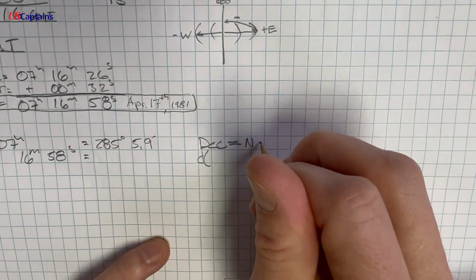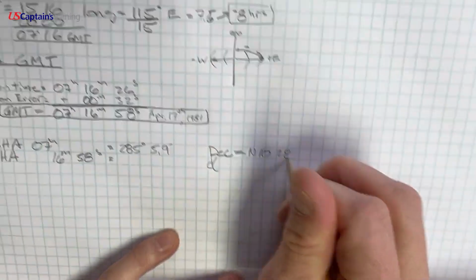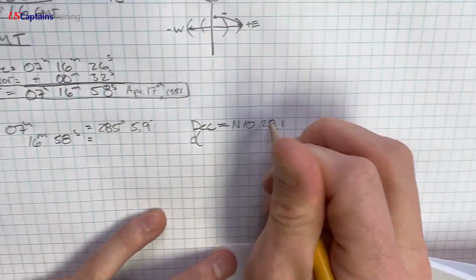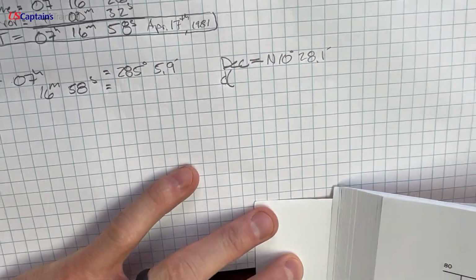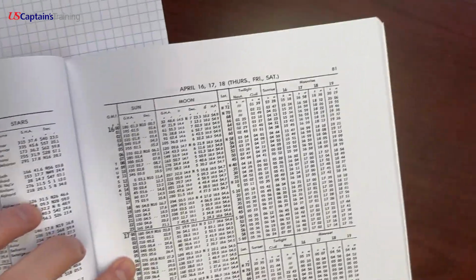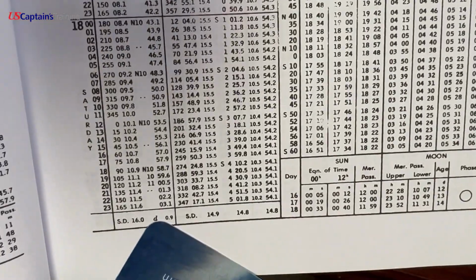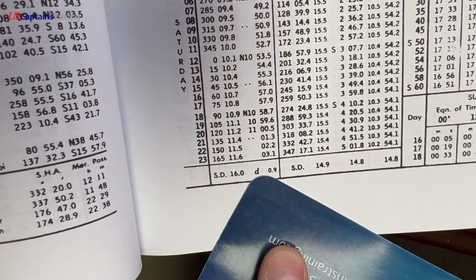North 10 degrees 28.1 minutes. Now let's get our D correction. Our D correction down here is 0.9. You can see it right there. We need to know whether to add it or subtract it. How do we figure that out?